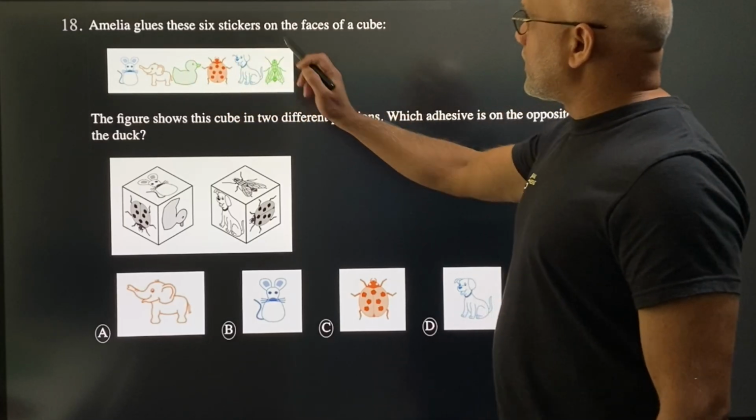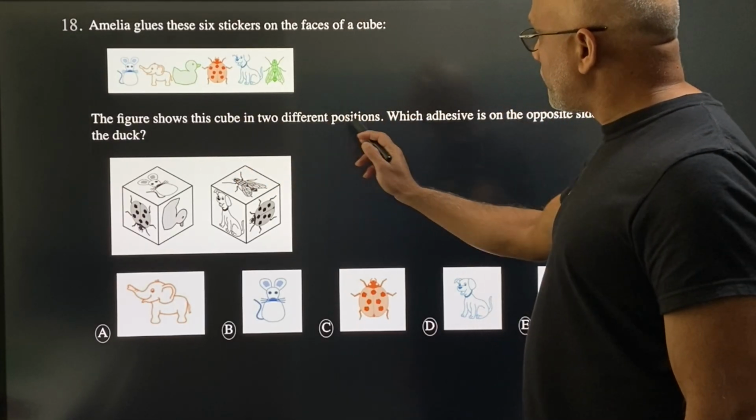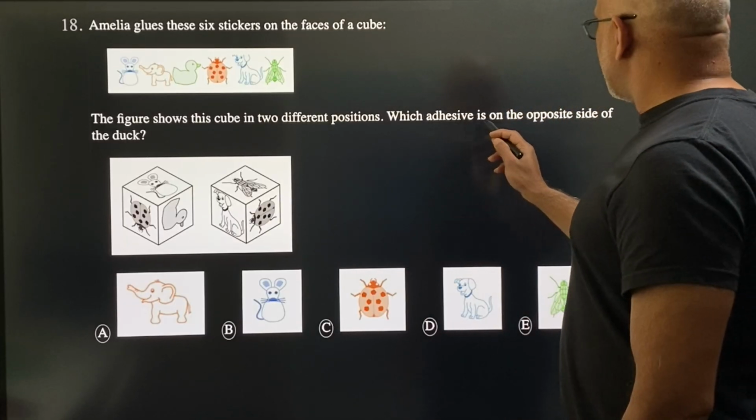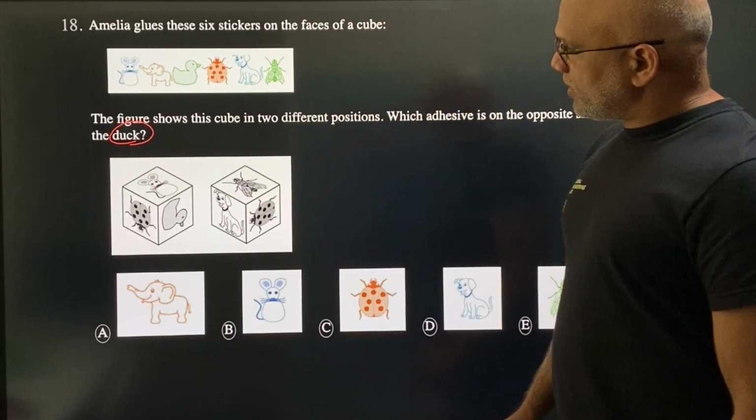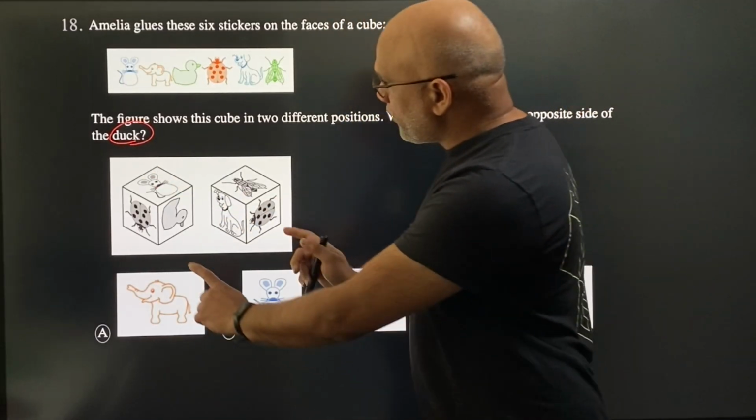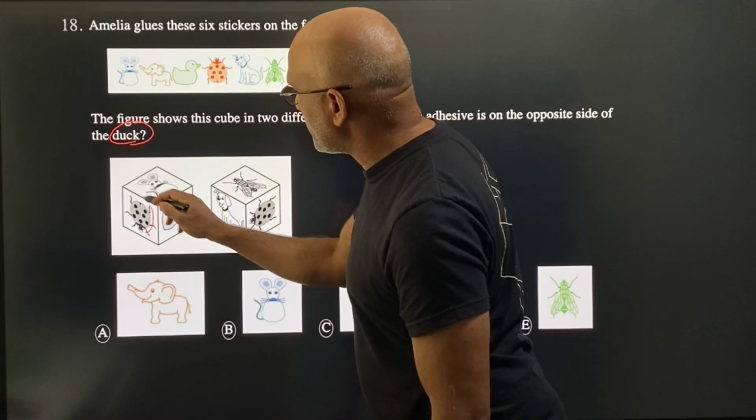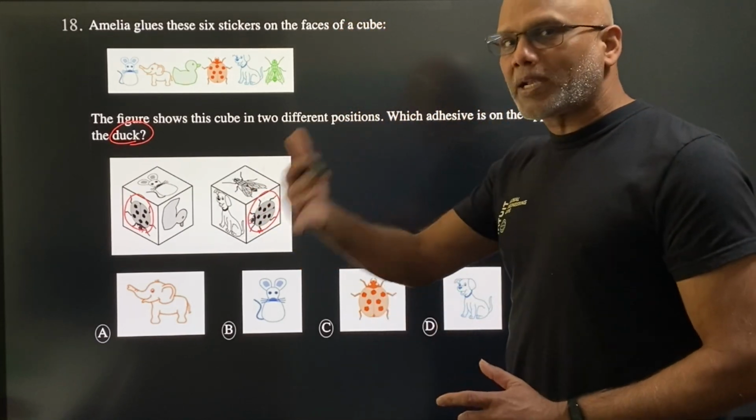Amelia drew 6 stickers on the face of a cube. Okay, these are the stickers. The figures show the cubes in 2 different positions. So these are the 2 different positions. Which adhesive is on the opposite side of the duck? Okay. So we try to find something common in both. So in this case, the ladybug. So and then try to place the stickers with respect to that.